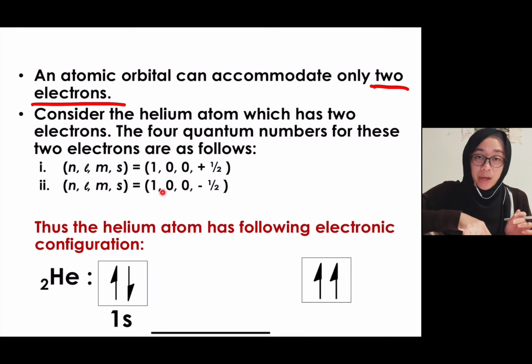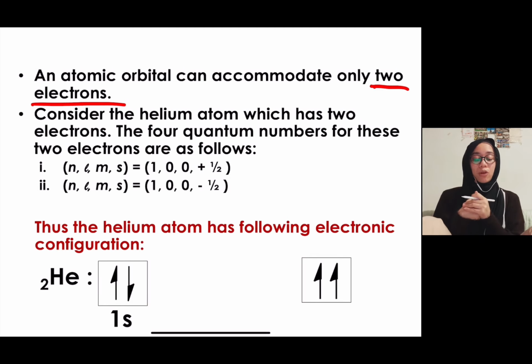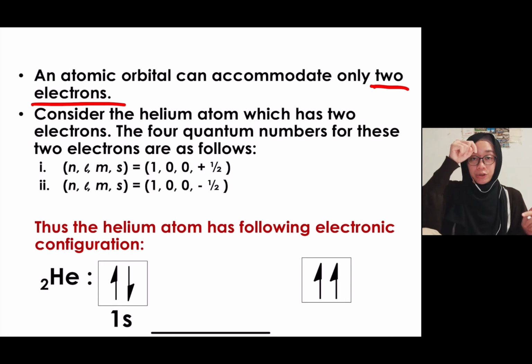Okay, dua-dua isi 1s, dua-dua isi bilik yang sama. But then dia punya elektron spin at a different direction. So one is going clockwise, another one is going anti-clockwise. Okay, so thus the helium atom has the following electronic configuration. So kalau kamu tengok gambar kat bahagian bawah tu, so the helium the arrow part is actually showing the electron. Okay, so the arrow is elektron sebenarnya. So satu kamu tengok yang ke atas kan, satu kamu tengok yang ke bawah.